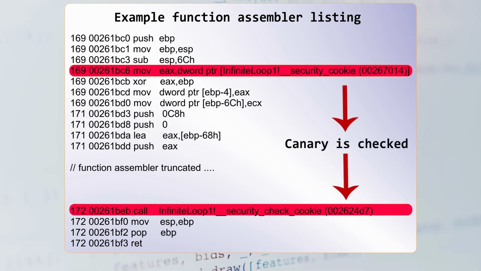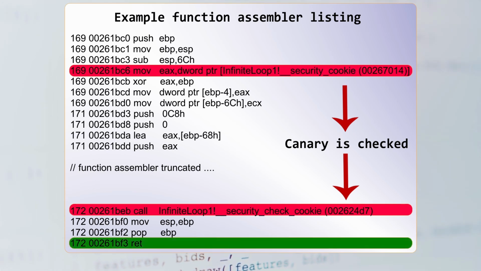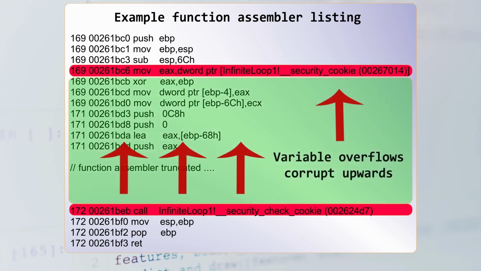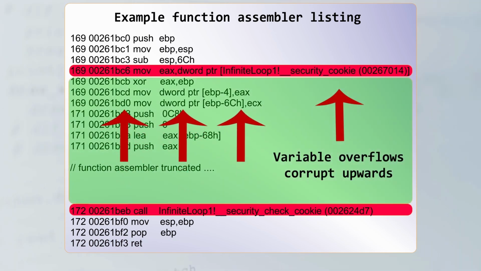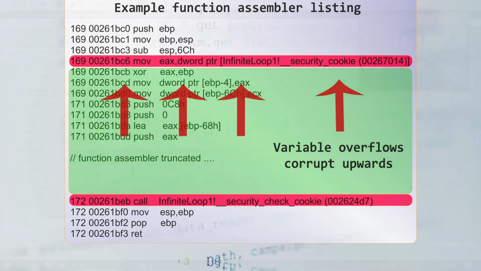The canary is checked when a function reaches the end of a function call. The ret assembler instruction only executes correctly if the canary value is unchanged. The ret assembler instruction is the return of the function. This is how a guard stack works. If a variable overflows, the canary value changes. Thus, this function cannot return without throwing an exception.